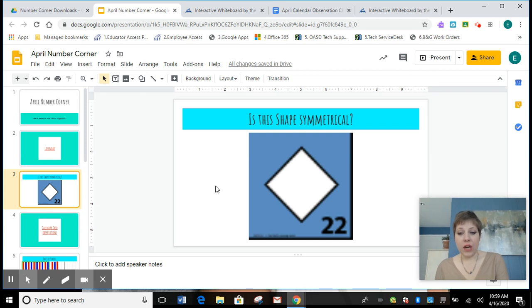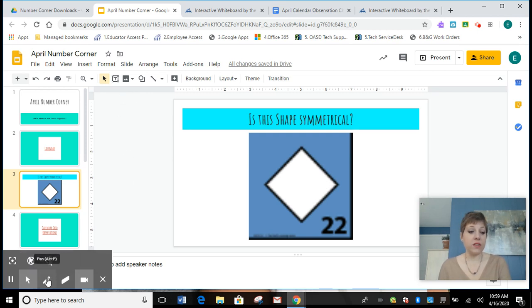Some of you might have thought it was a rhombus right away because we know rhombuses look a lot like diamonds. Right now, I'm seeing 4 sides that are all the same length. I'm seeing 4 corners or vertices. But one big difference between a square and a rhombus is the type of corner it has. We know squares have something called a square corner. They come to a 90-degree angle.